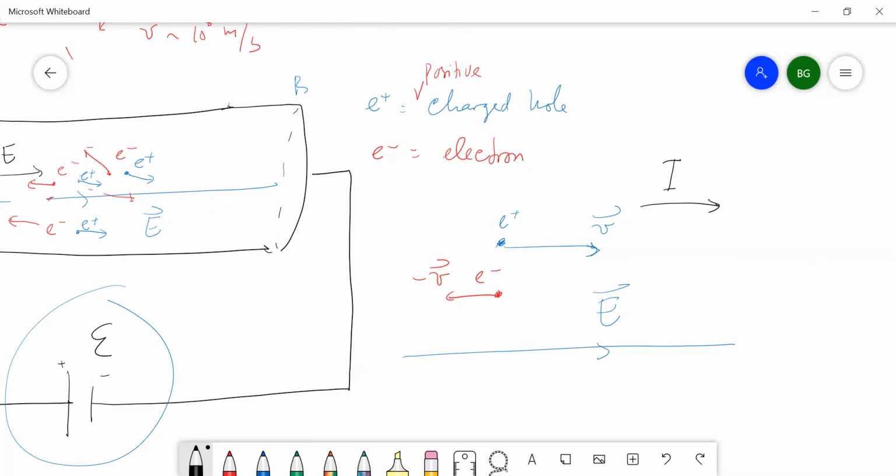Okay. Is it clear? So this is reality, but this is imaginary, an imaginative particle. This is the real particle, electrons. This is the imaginative particle.